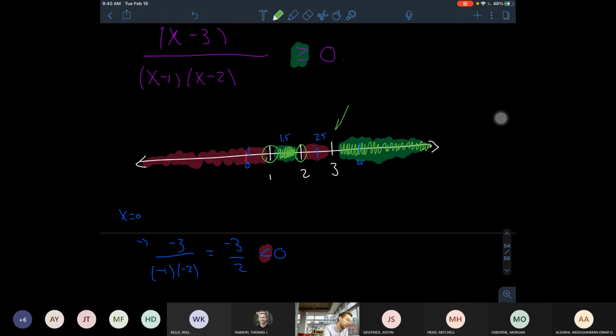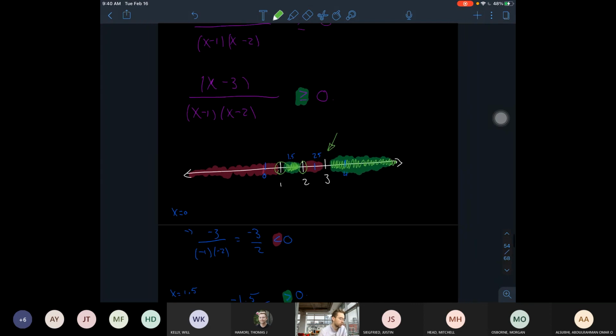My question is to you guys, what should I have at x equals 3? Do we think open dot or closed dot for x equals 3? Yeah, I'm seeing a closed bracket from Abdulrahman and closed from Heidi.